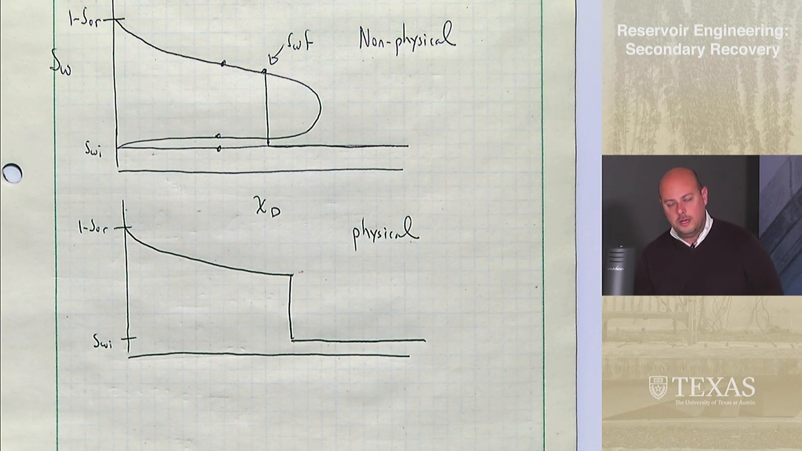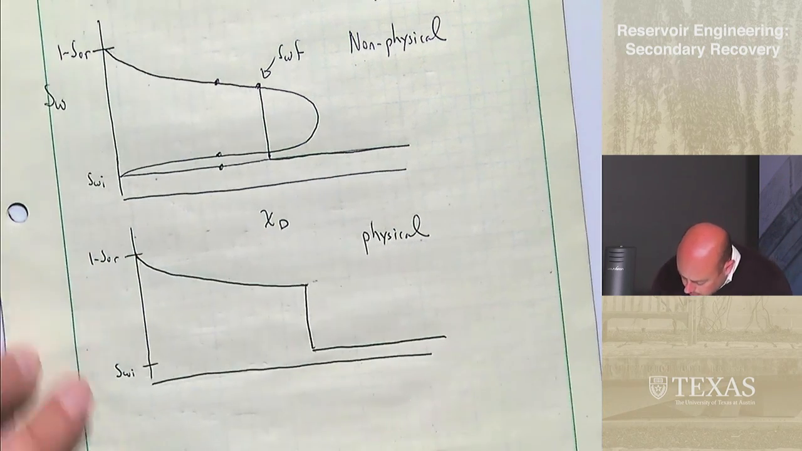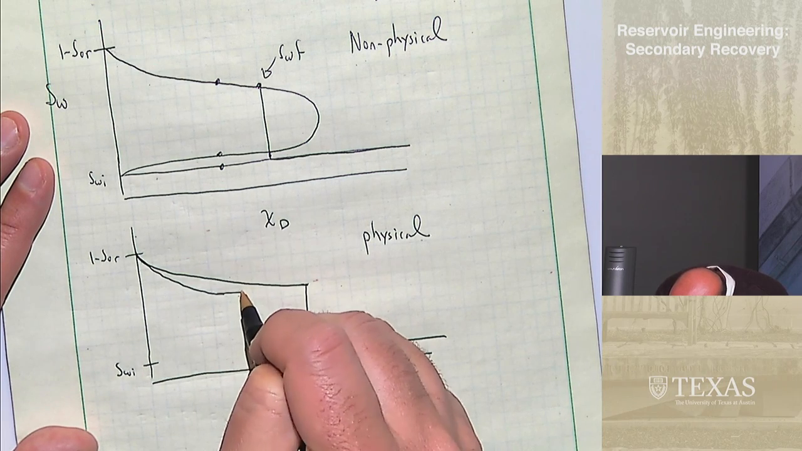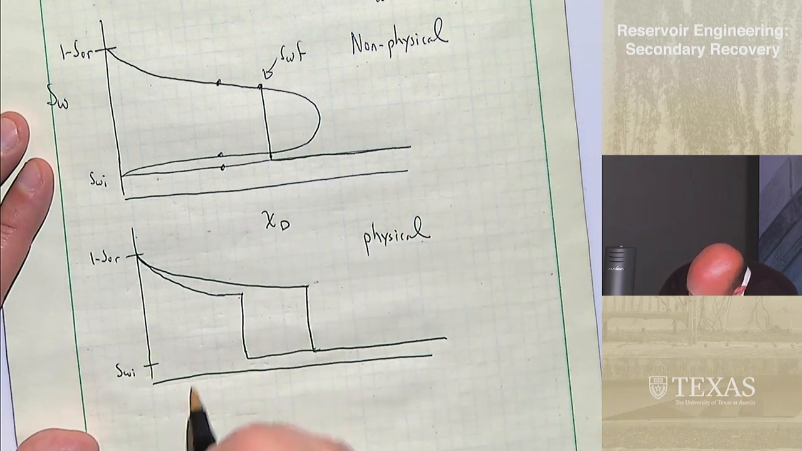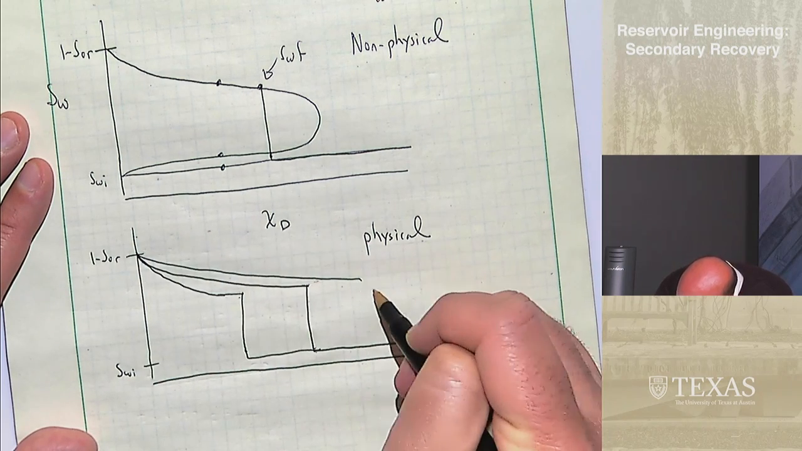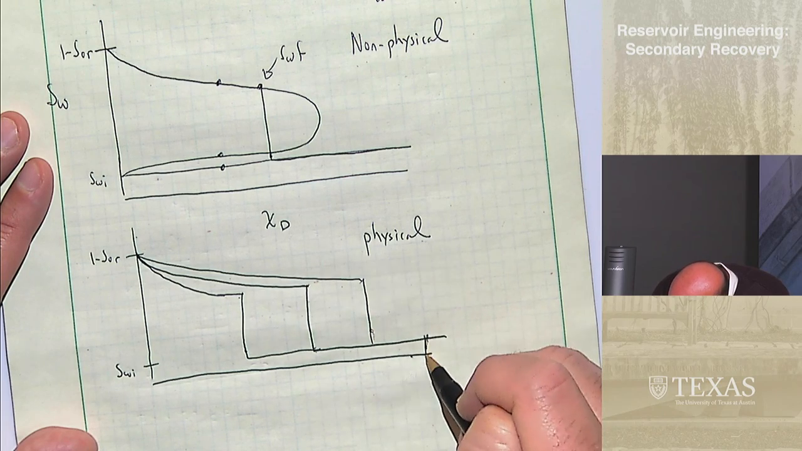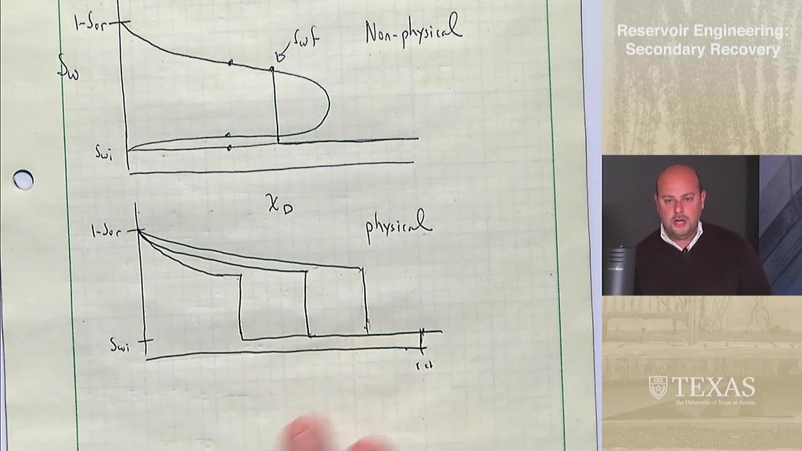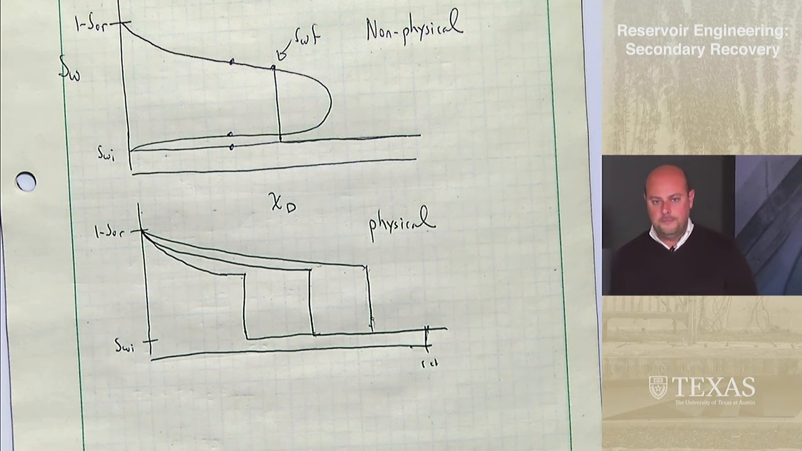Remember, this is at just one time. If I were to plot it at a different time, like earlier, then maybe I would get this. This is an early time, this is a middle time, this is at a late time. Okay, and if this is 1, then when this wall, this shock front, reaches the producer well, that's my breakthrough time.